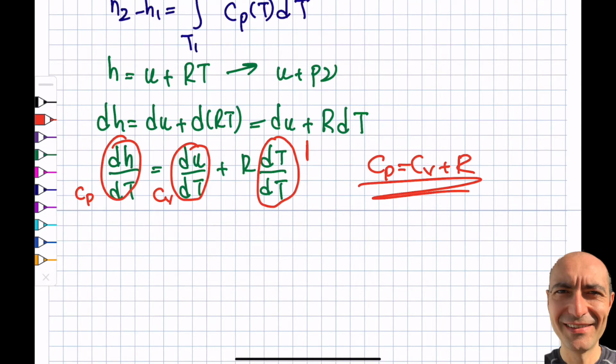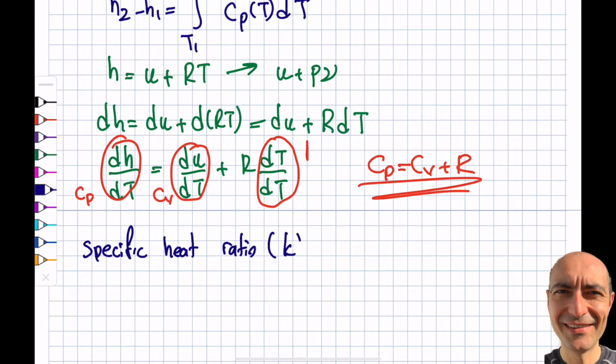Okay? And one more thing is I also have the specific heat ratio. This is abbreviated as k, lowercase k. And this k is defined by Cp over Cv. We use this not at this point. It's not like why is he doing this, but it will come in handy soon, okay? Trust me on that one.